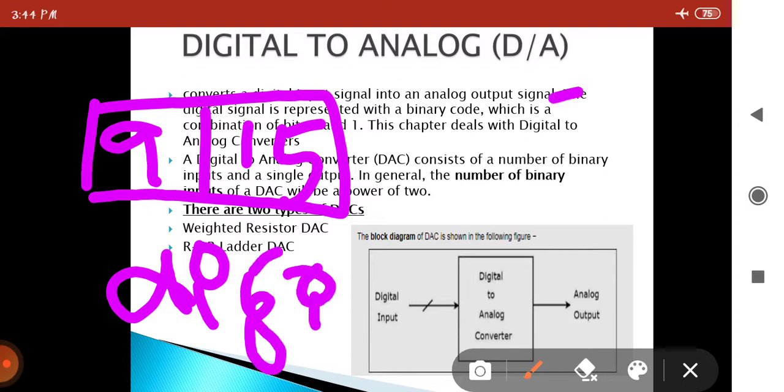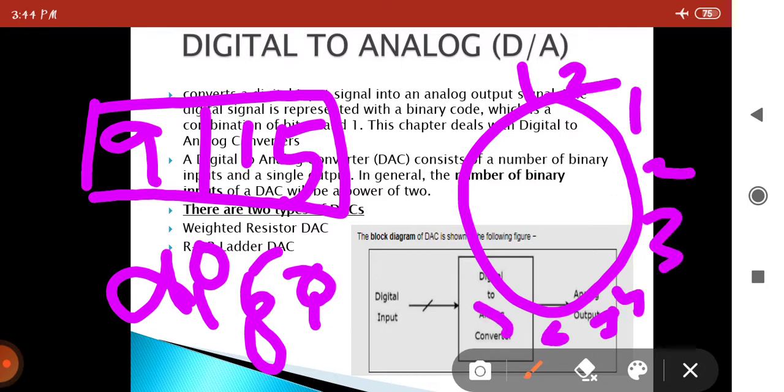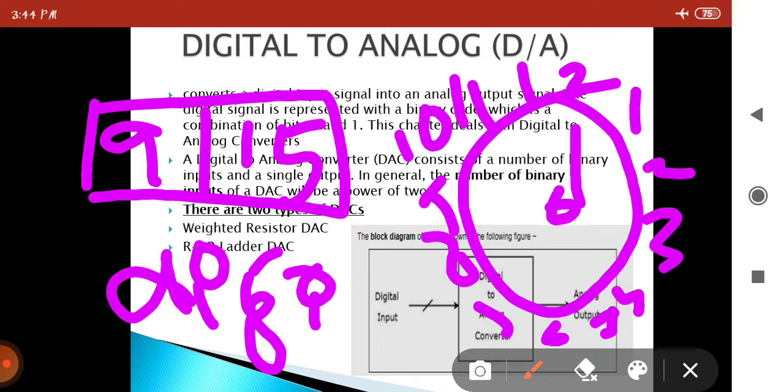Yes, the analog clock shows 12, 1, 2, 3, 4, 5, 6, 7, 8, 9, 10, 11. This shows the analog clock, and this one is a digital clock. Right, this is the difference between analog and digital.